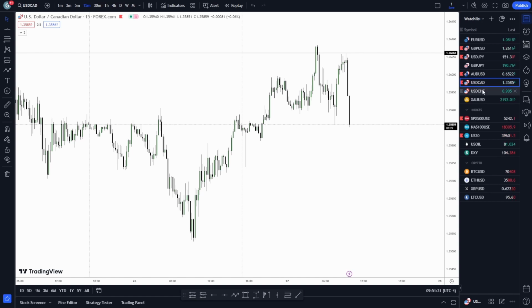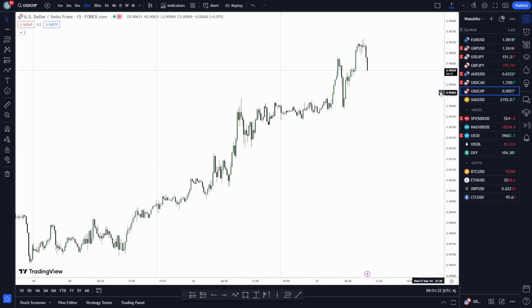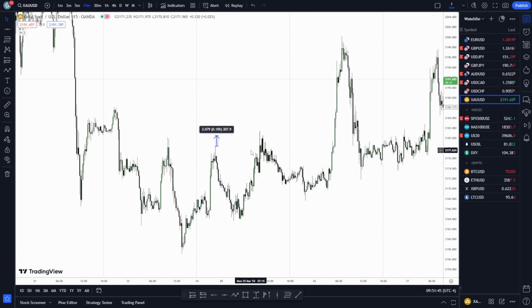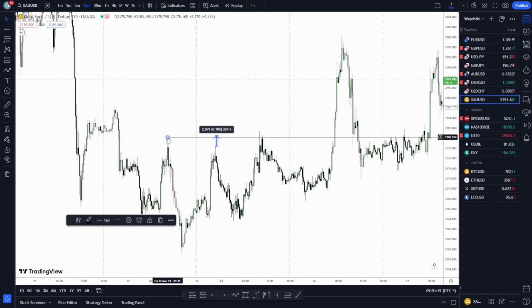USD CAD is falling. CHF. This price didn't go below this low. If it would have gone below this low, I would have taken a buy, but it is what it is. And gold is also similar. Look at over here also, okay, it went down, it gave you an entry and it can give you some profits, but this is what happens, okay? So this can happen if you're on a wrong bias.